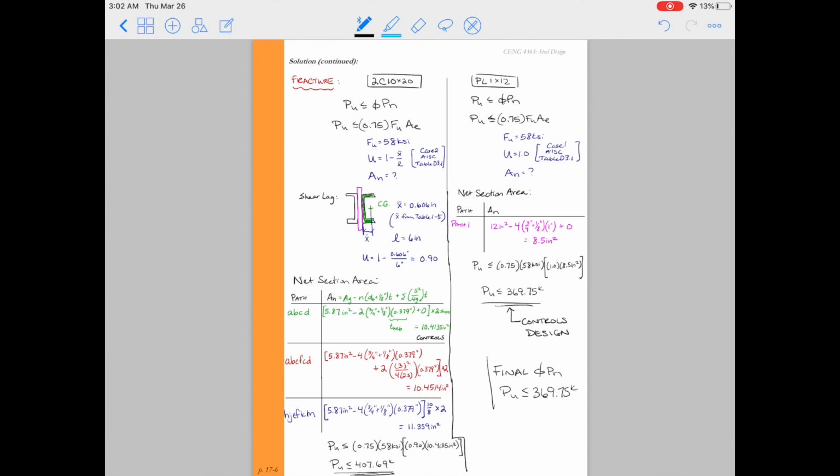So the final phi Pn value for our connection, or just our final answer, our final strength, is going to be P sub u has to be less than 369.75 kips, so this member does not fail.